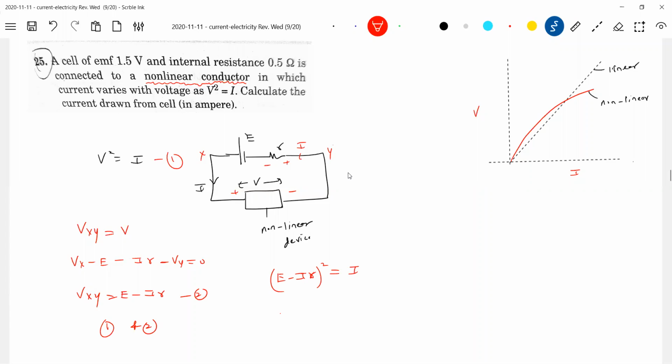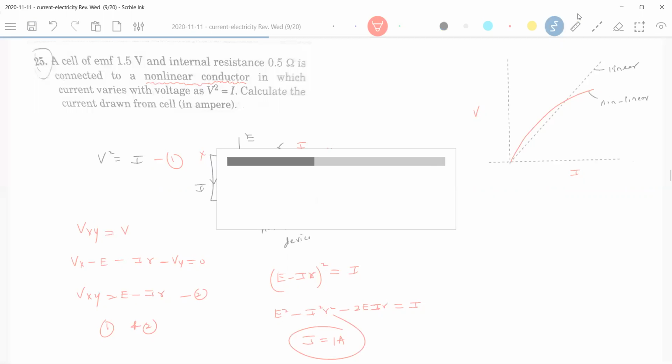It is asking to get an expression for I. So E square, I square, R square minus 2EIR. Value of E is 1.4, so only I is unknown. Solving this quadratic equation will give the expression for I. Anybody? I equal to 1 ampere.